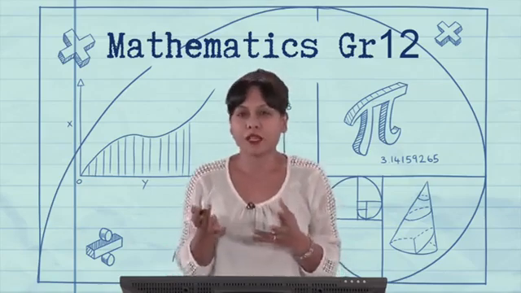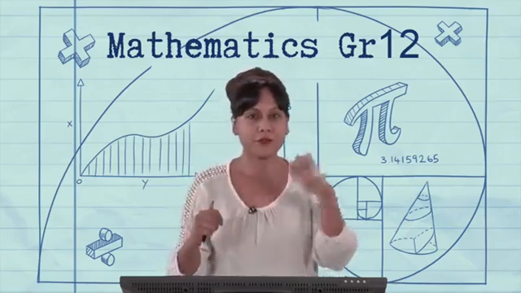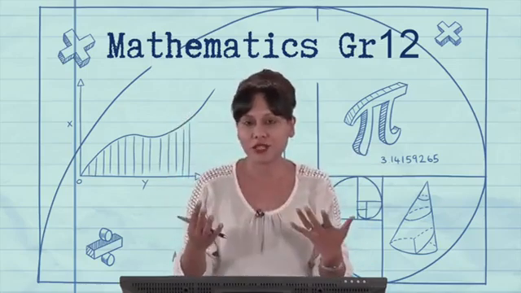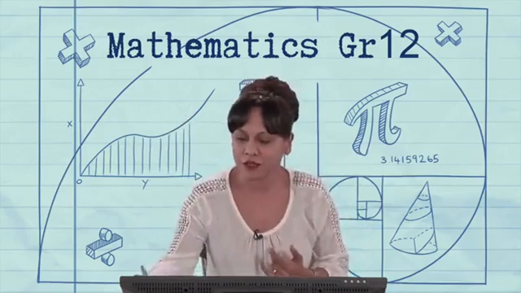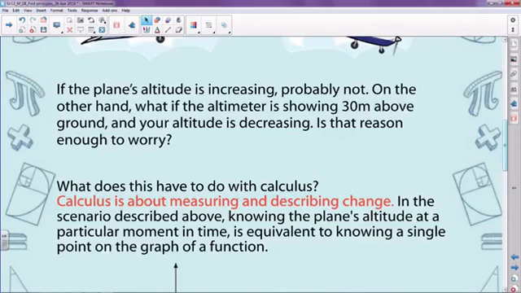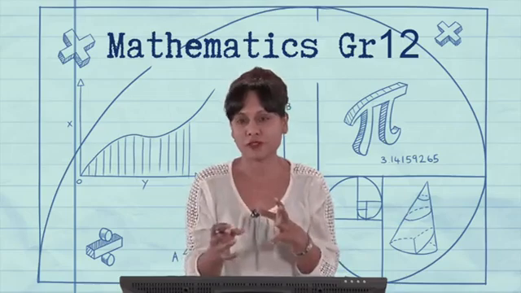Well, it also depends because you don't know what's happening. Are you descending slowly? Are you descending quickly? If you are ascending, if you're going up, are you ascending quickly? Are you ascending slowly? Those kind of things we've got to think about when we ponder a question like this. So now you might be asking, well, what does this have to do with calculus? So really the point that I'm trying to make is that the plane's altitude alone isn't enough information to determine whether or not there's reason for concern. So if we just have the height above the ground, it's not enough information.